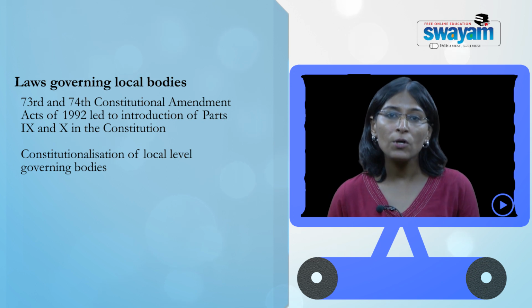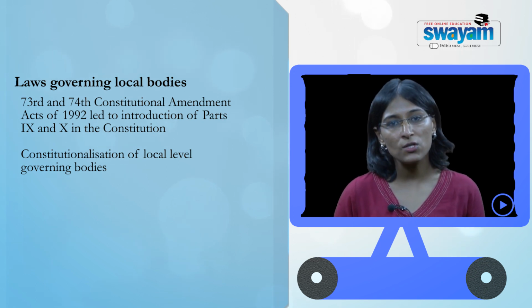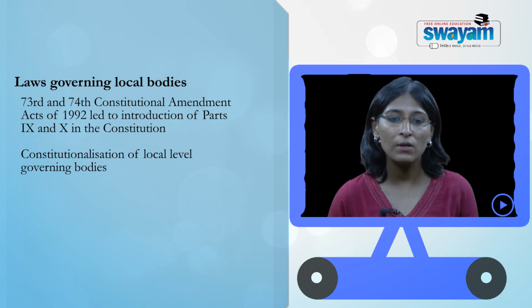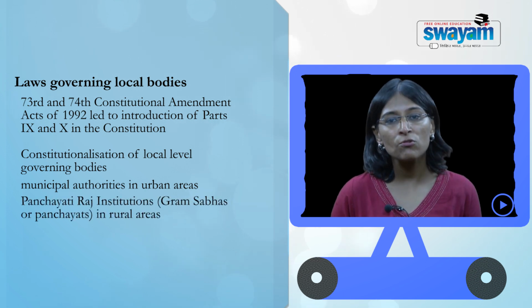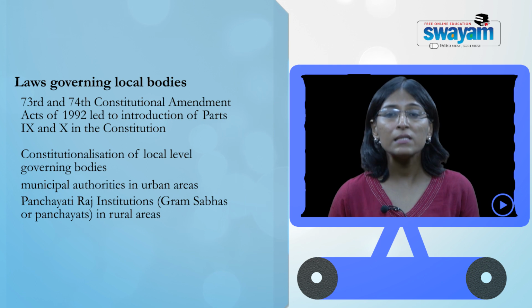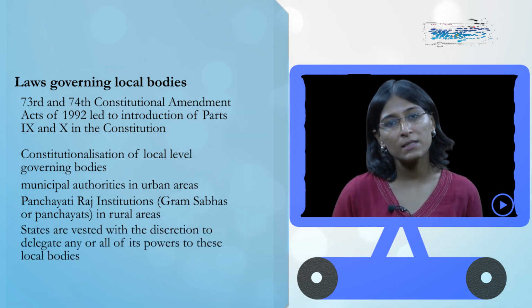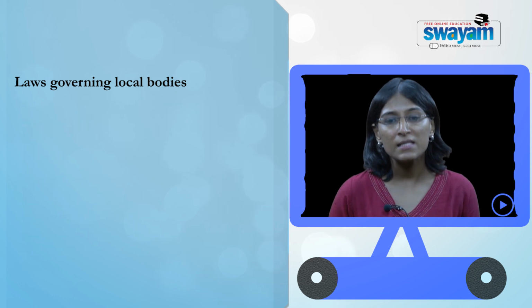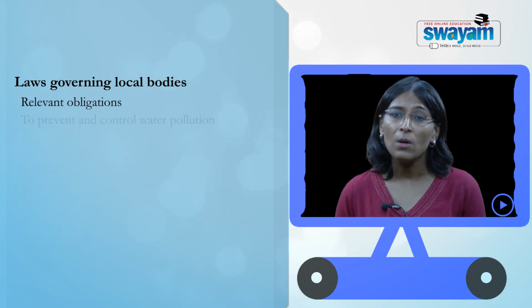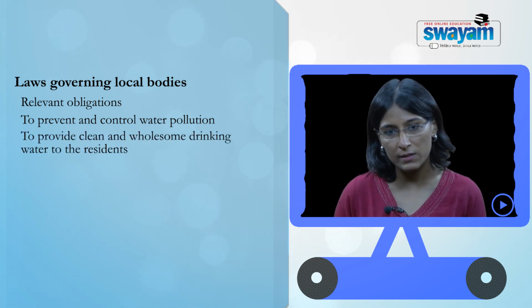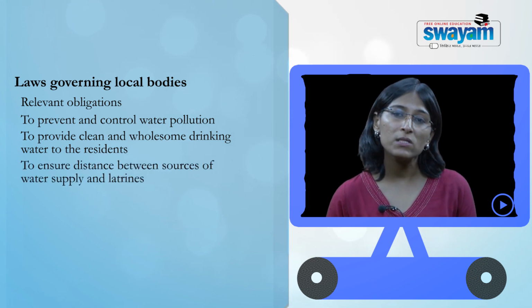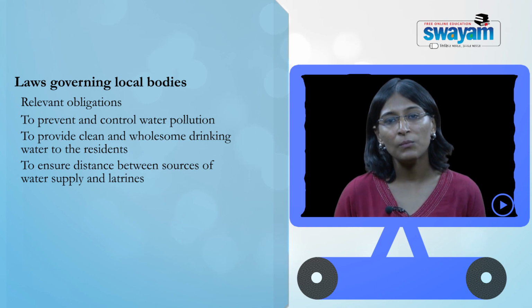The 1992 constitutional amendments have led to the introduction of new Parts 9 and 10 in the Constitution, as a result of which municipal authorities in urban areas and Panchayati Raj institutions or Gram Sabhas or Panchayats in rural areas have been vested with certain powers, duties and functions. Some of these duties and functions relate to prevention and control of water pollution, providing clean and wholesome drinking water to the residents, and ensuring distances between sources of water supply and latrines, for example, all of which will have direct implications on the quality of water that is available to the public.